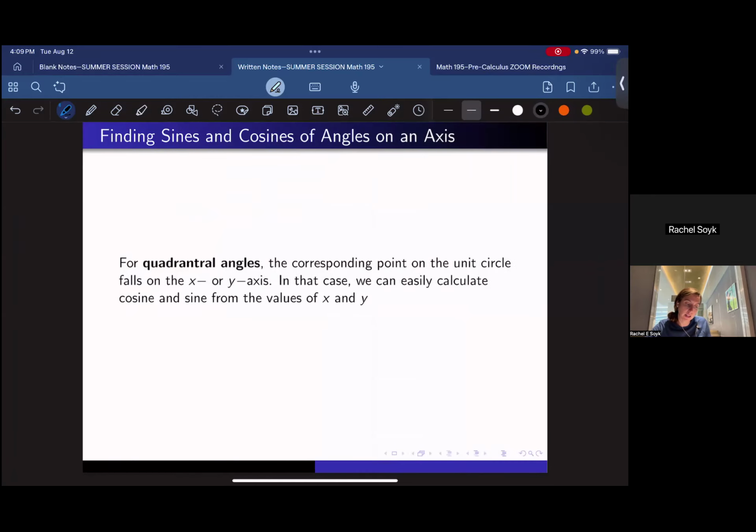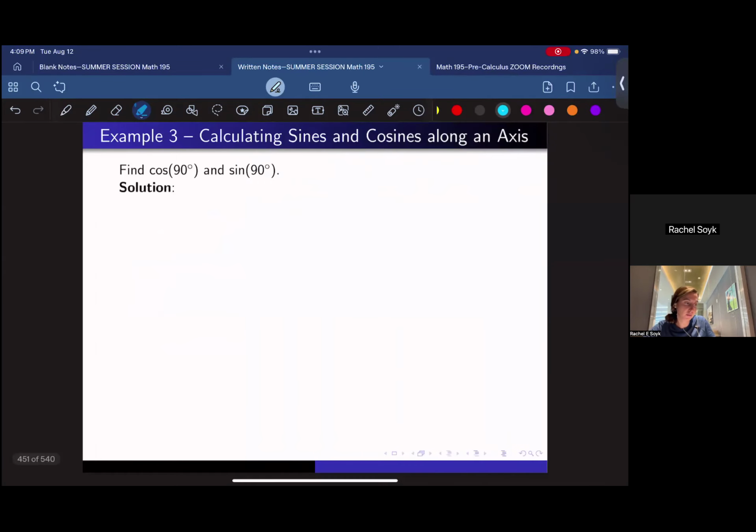Finding sines and cosines of angles on an axis, also known as quadrantal angles. I don't know if I'm pronouncing that correctly. Quadrantal angles, I think it's quadrantal angles. But these are just angles that fall on your x or your y-axis. So an example, 90 degrees, which, would you look at that, we arrive at example 3.